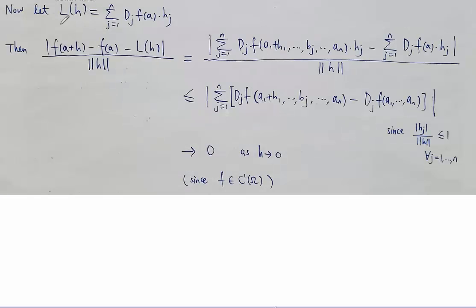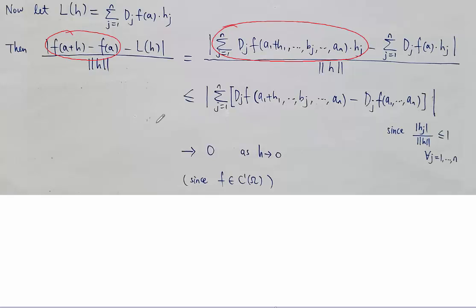Now the final step is to show that there is a linear map L which will make this quotient go to 0 as h goes to 0. And obviously this is going to be the candidate for the linear map, which is equal to the sum of the jth partial derivative of f times h_j. Now we plug this into the quotient, and then we use the expansion for this term we obtained earlier. We got the right hand side.